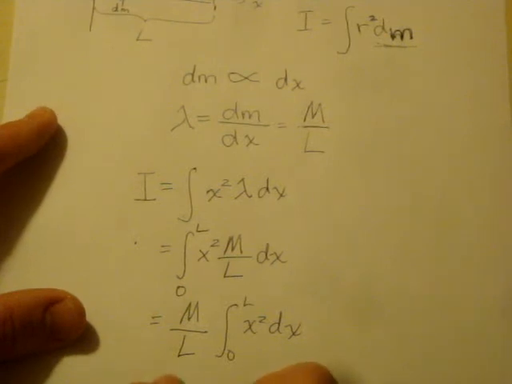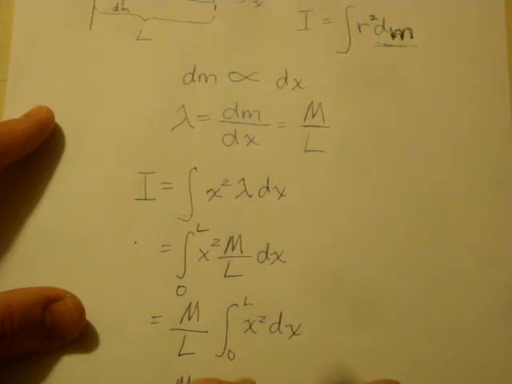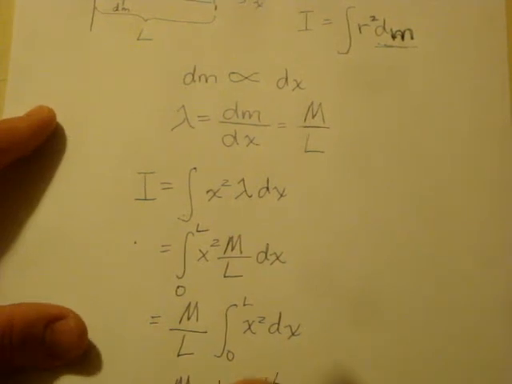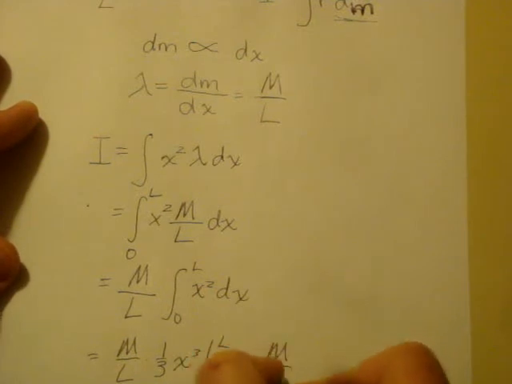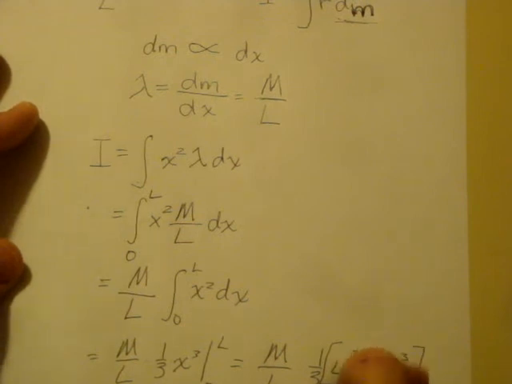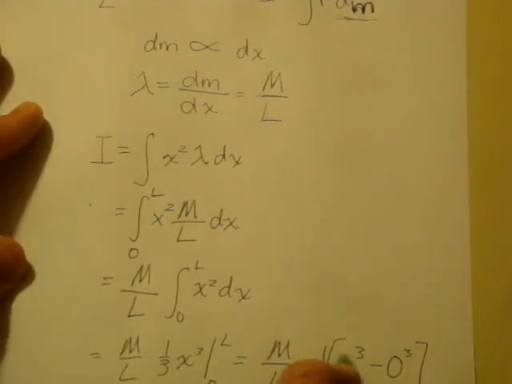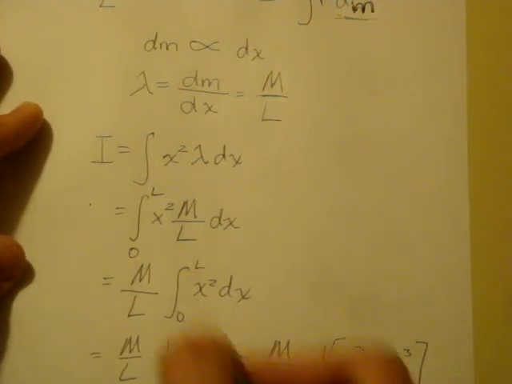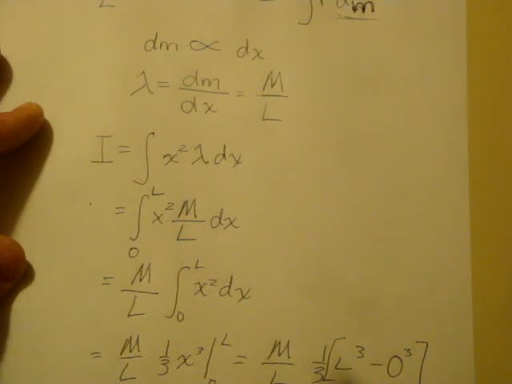And that's going to equal mass over length times 1/3 x to the third, evaluated from 0 to L, which is going to equal m divided by L times 1/3 times L to the third power. We also minus 0 to the third power if we want to be explicit, that's the lower limit, that's just 0. So when we multiply our L's through, we get the moment of inertia of a rod about an endpoint as being 1/3 mass times the length squared.